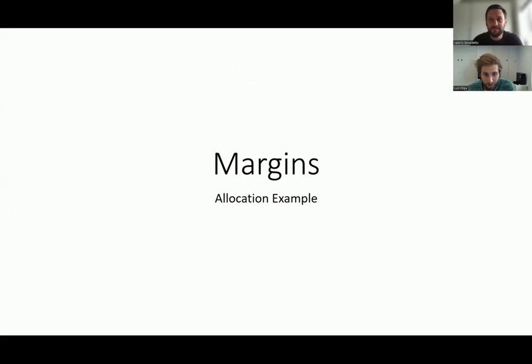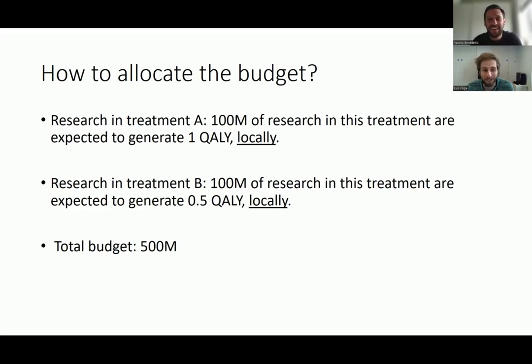In the previous video, we did some examples on how margins and thinking at the margin can be important in health economics. I'll do just another one, which is one where you have two treatments and you basically have some money to allocate to research in those two treatments. First, you have option A, where you can spend 100 million to get one quali.